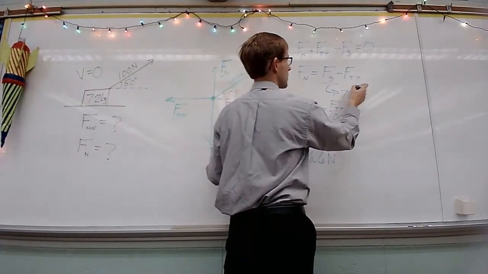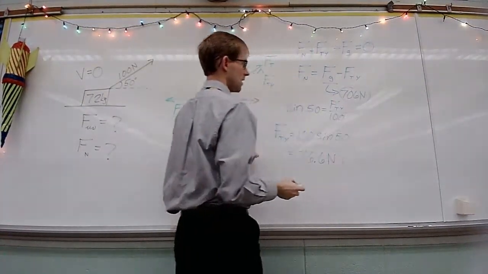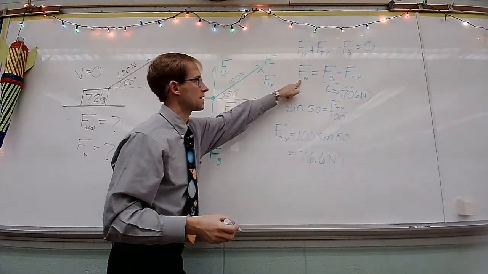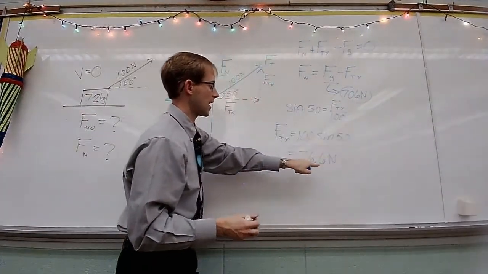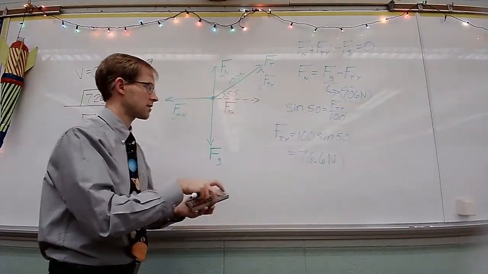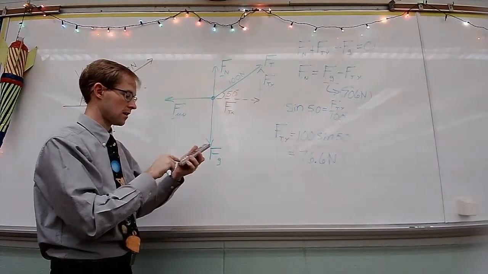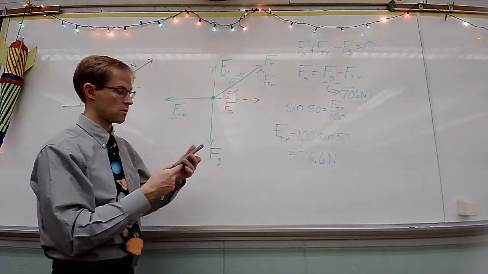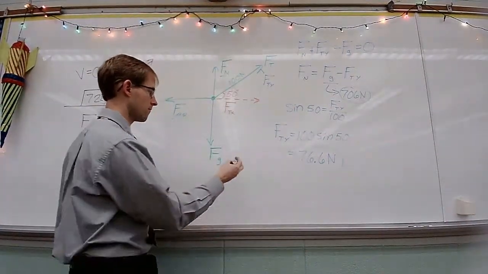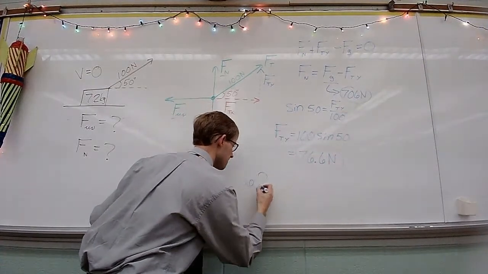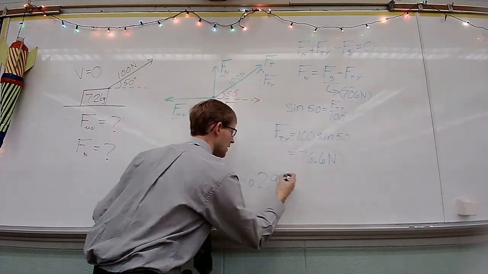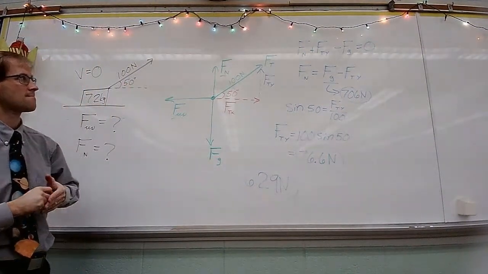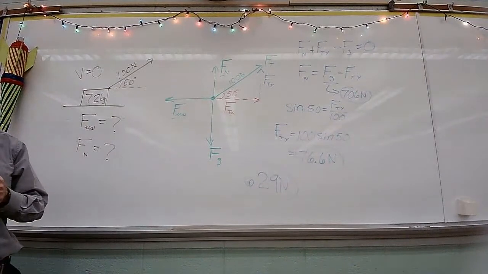And this is my force of gravity here. So all I got to do to get my final answer for the normal force is I got to take 706 and I got to subtract 76.6. And that will get me my final answer, which is about 629 or so. So that would be equal to your normal force. Questions on that?